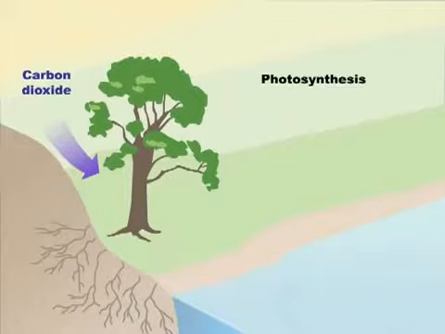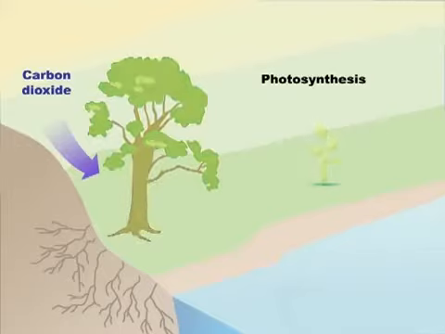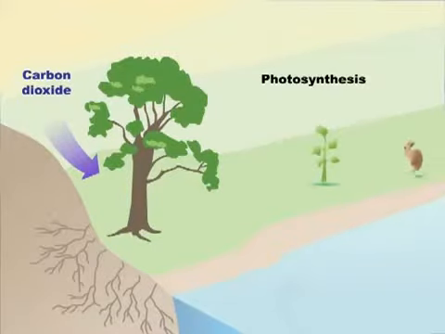Plants take carbon dioxide out of the air and use this carbon to build their leaves, stems, and roots. That means plants store carbon. When animals eat plants, they use this carbon for energy and to build their own bodies.